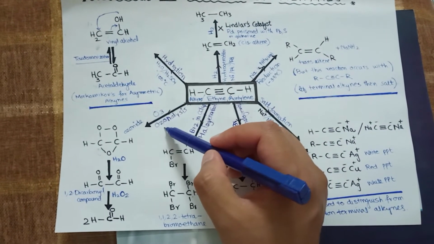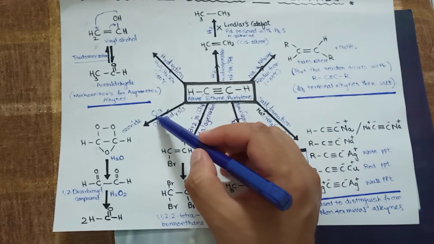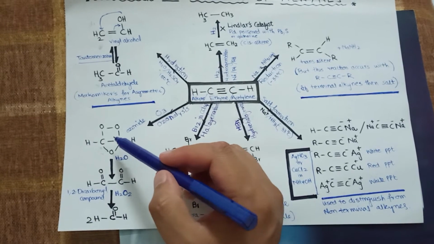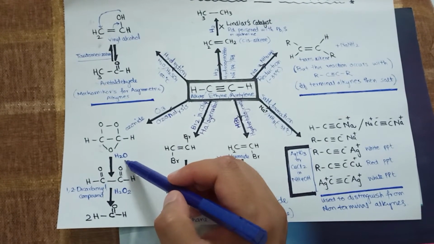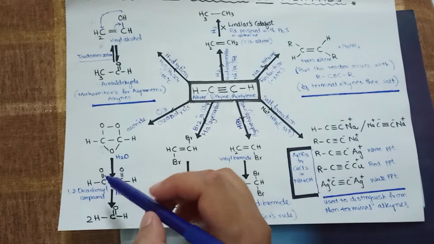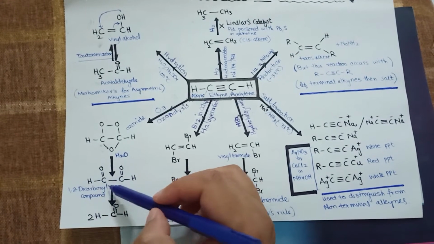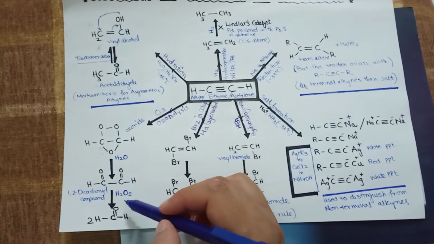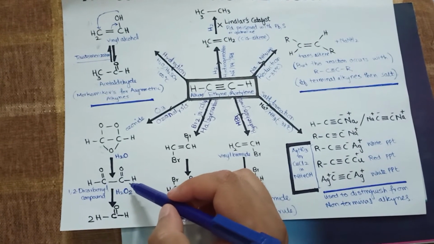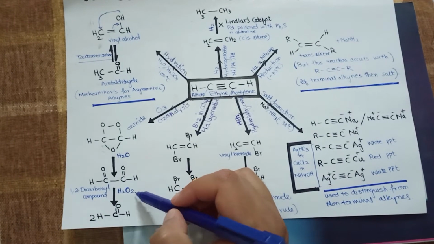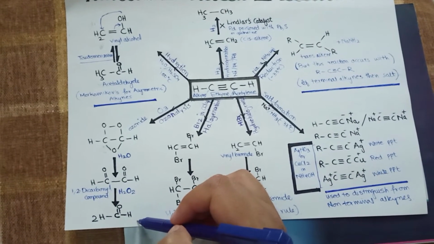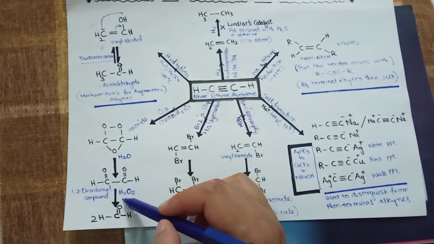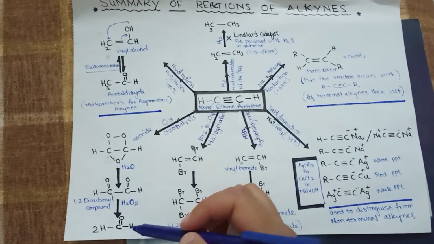The next reaction is ozonolysis. Ozonolysis is the addition of ozone. We will get ozonide in the first step, and further hydrolysis of this ozonide will produce a 1,2-dicarbonyl compound. Here we have the 1,2-dicarbonyl compound. And in case we have hydrogen peroxide, this 1,2-dicarbonyl compound will be converted into two aldehyde groups. So we will get two aldehyde groups when hydrogen peroxide is used.